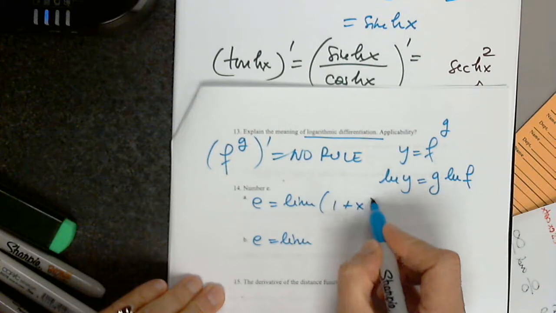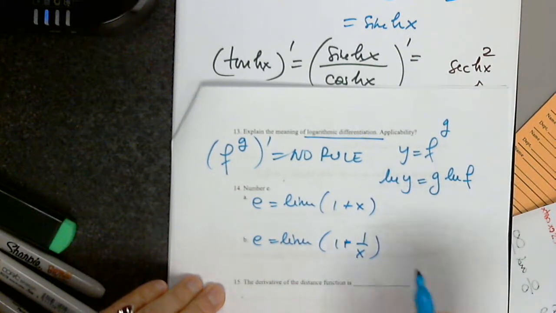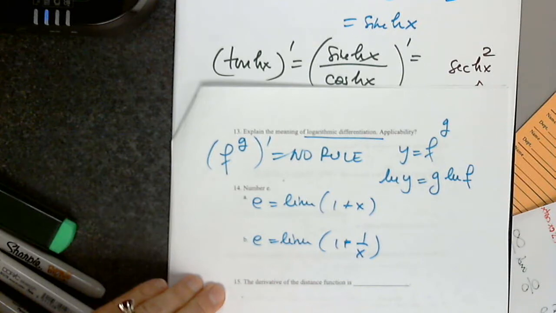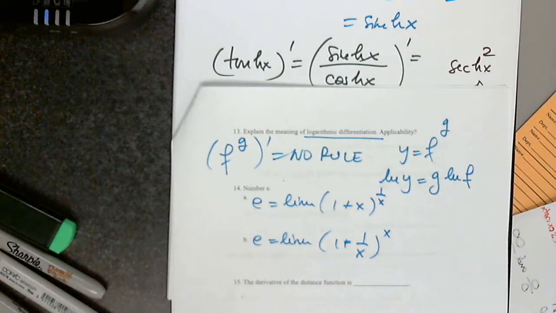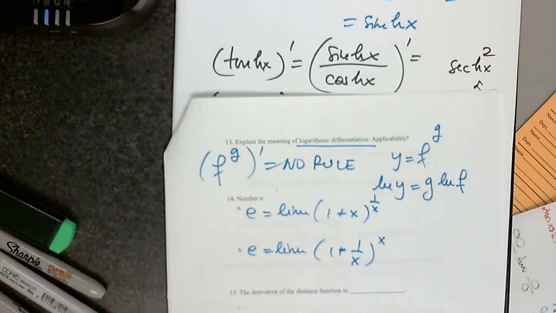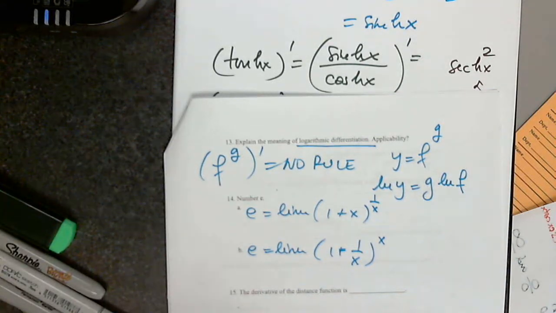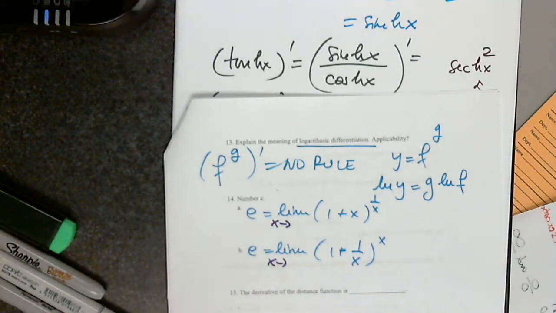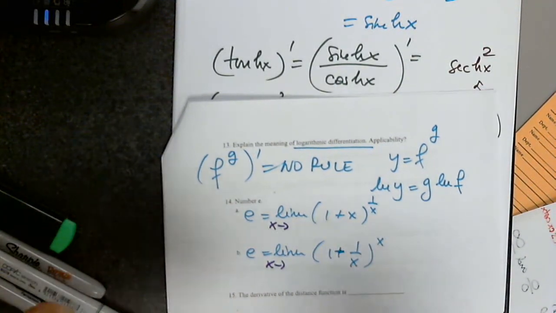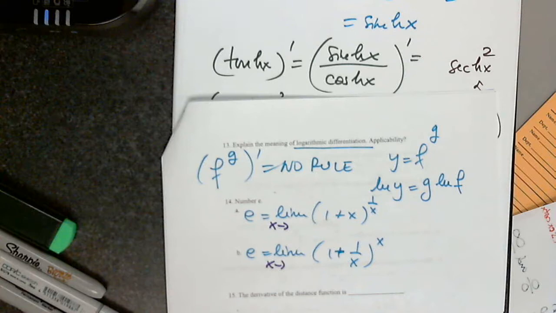One of them is 1 plus x, and the other one is 1 plus 1 over x. And this one is 1 over x, and this one is x. But now I have to remember what to put in here. Yes, it's x approaches. Right.